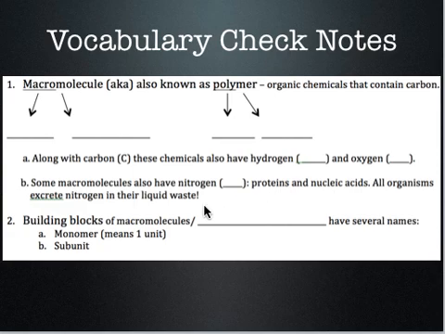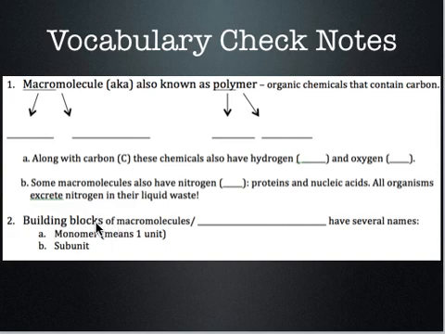All organisms, especially animals, excrete nitrogen in their liquid waste. For humans, it is urine. If you're a bird, it's uric acid. If you're a reptile or a bat, it would be guano. So it's all called different names, but it's nitrogen. And that's all the proteins and the DNA that we eat every day that we don't need.